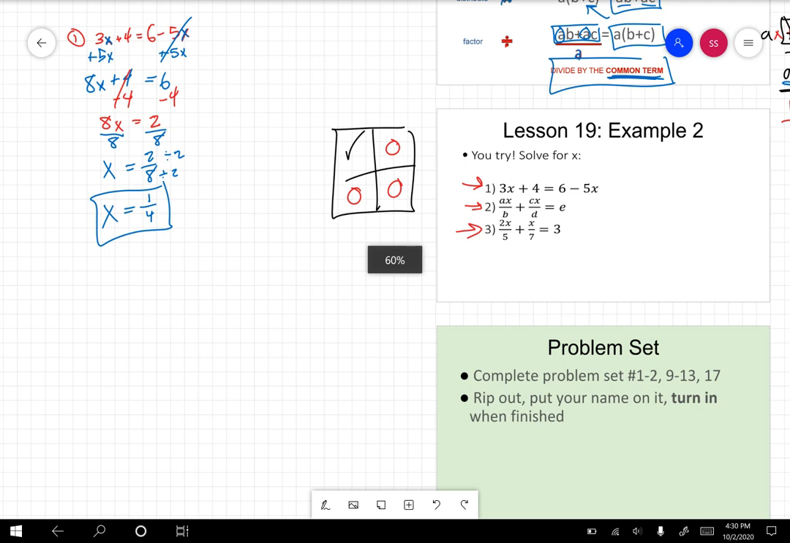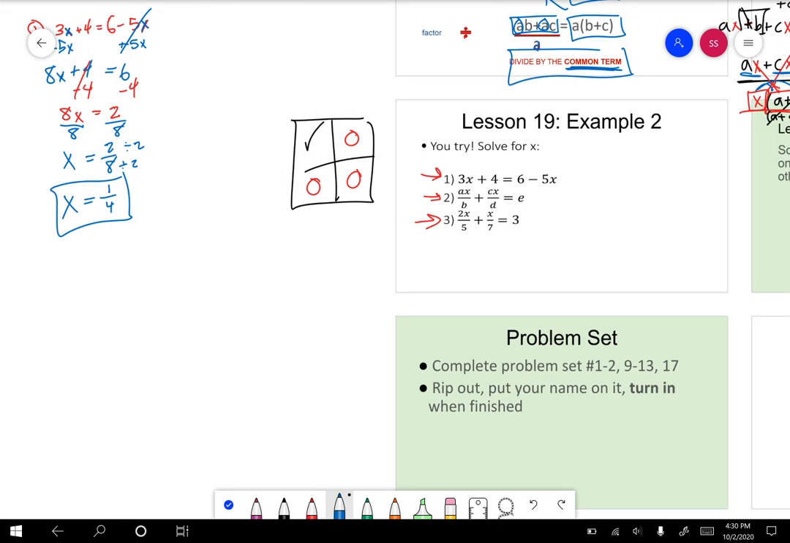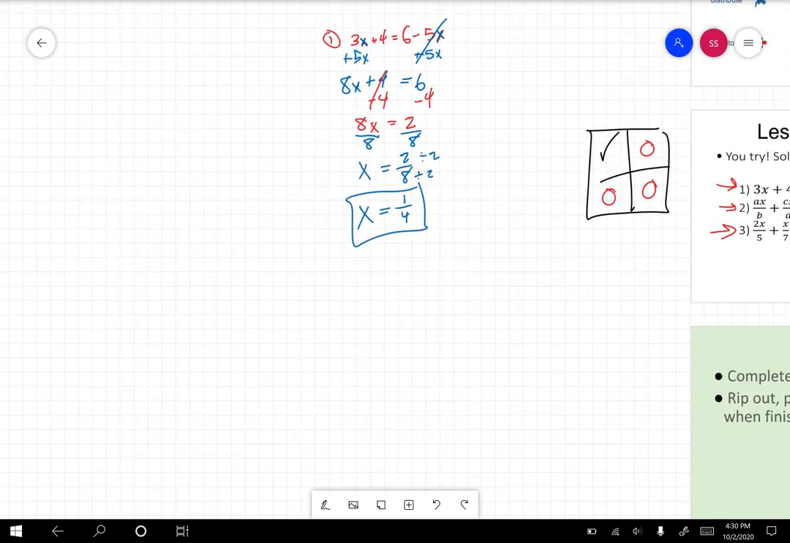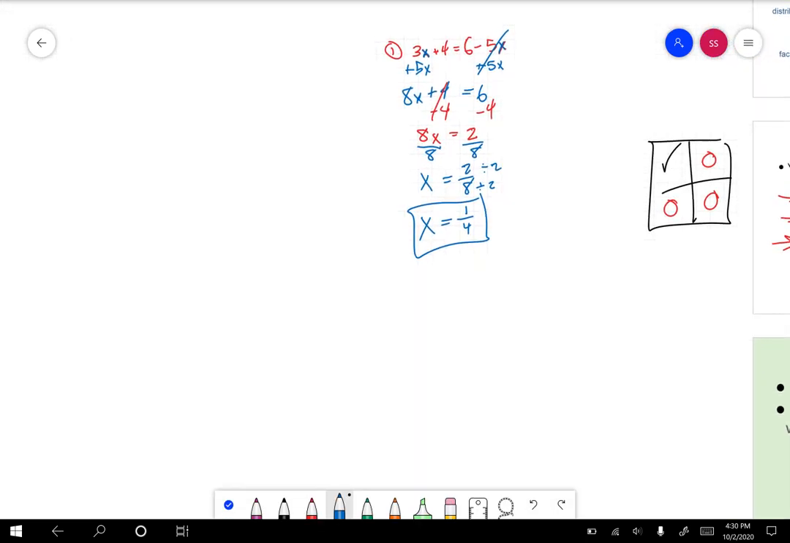Let's do the next one. Actually going to just scoot this over so nothing else is distracting us. Okay. I know it's gonna look weird because one's over on the right side and two's over on the left, but it's fine. All right, so the second one was a times x divided by b plus c times x divided by d equals e. This one's slightly tricky.